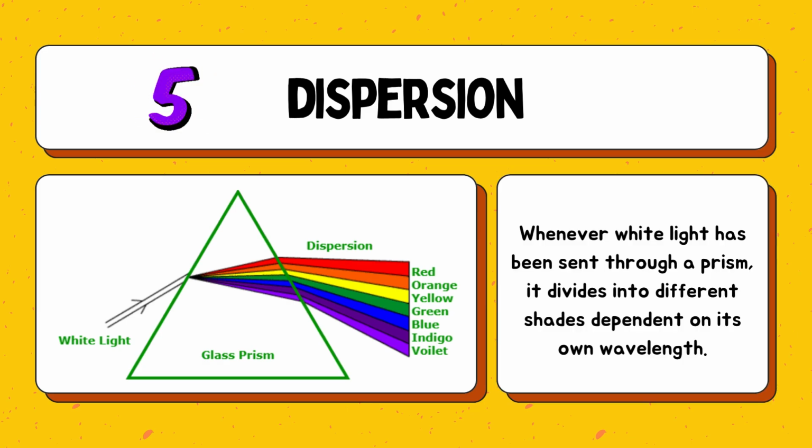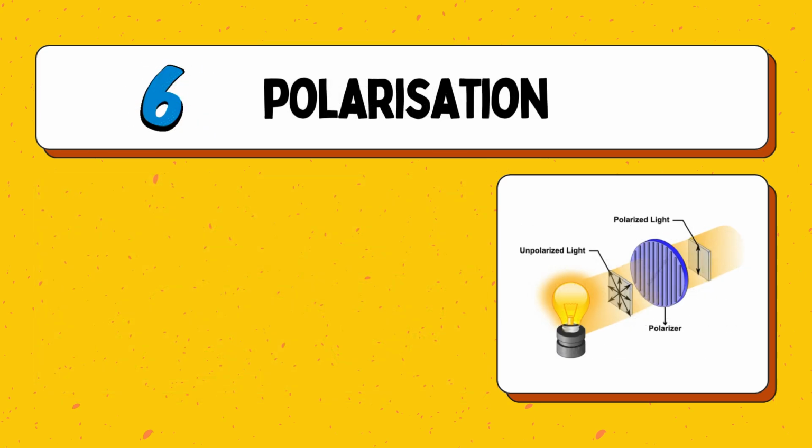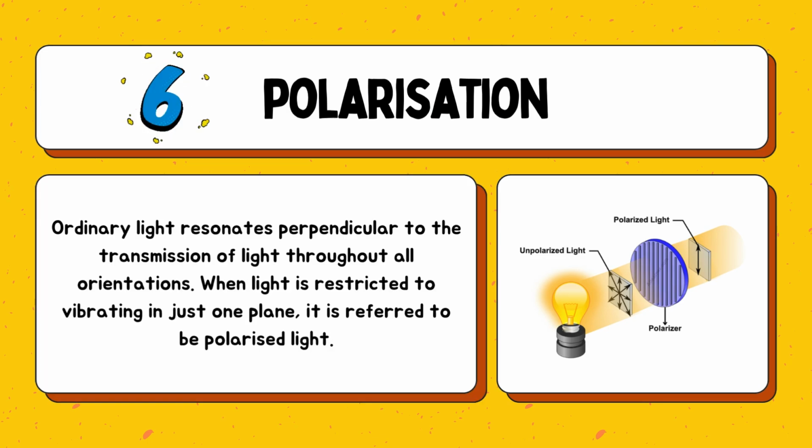Dispersion. Whenever white light is sent through a prism, it divides into different colors, depending on its wavelength. Polarization. Ordinary light vibrates perpendicular to the direction of transmission, in all orientations. When light is restricted to vibrating in just one plane, it is referred to as polarized light.